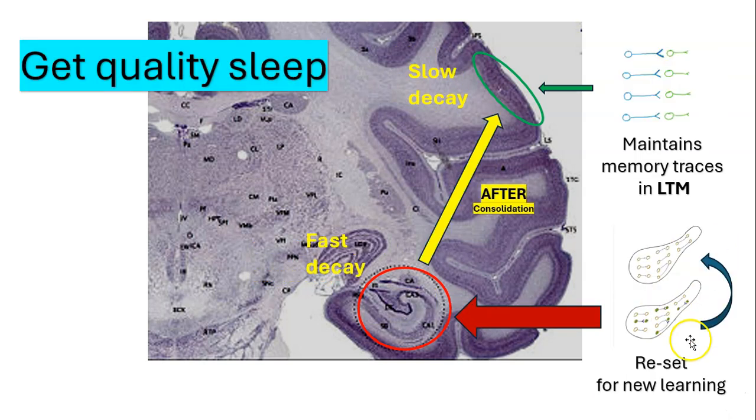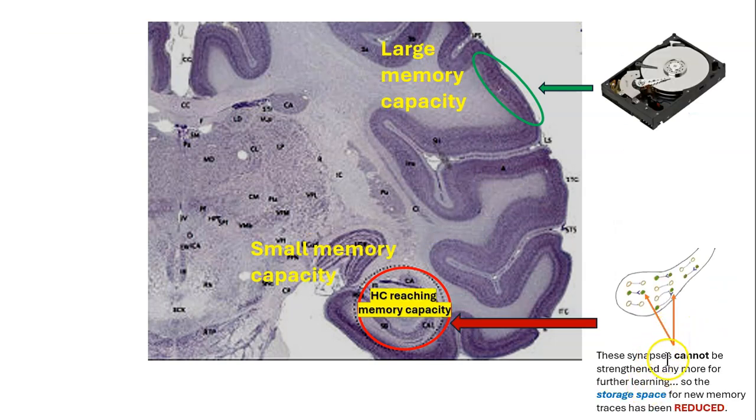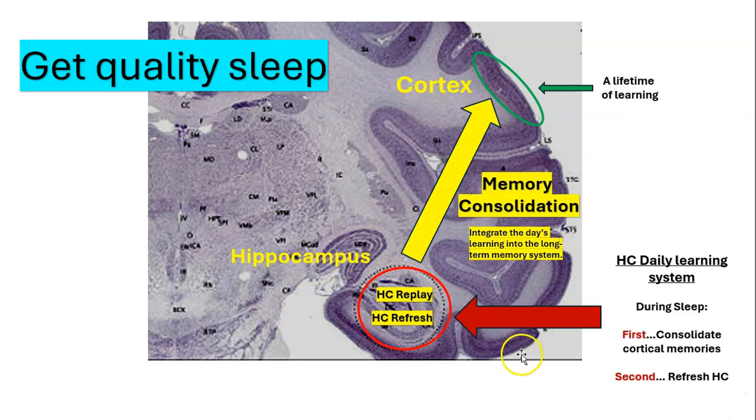So again, during sleep, what we're going to do is weaken those hippocampal synapses so that they're prepared for new learning. You must be able to strengthen synapses for learning. If all the synapses are already maxed out, we can't learn anything new. So we have a limited capacity hippocampal system, a large capacity cortical system, and that's why we have to refresh the hippocampus every night when we sleep. So we've got to get quality sleep. The hippocampus is a daily learning system.